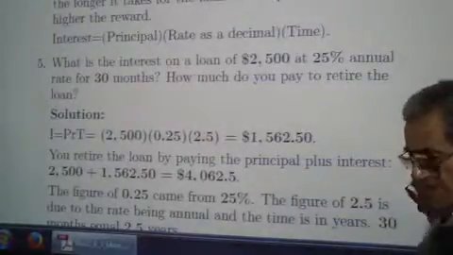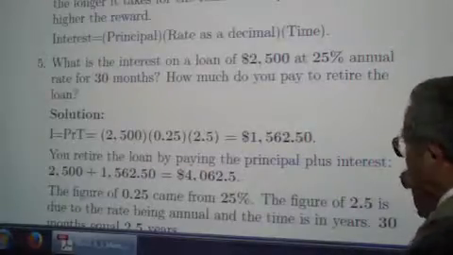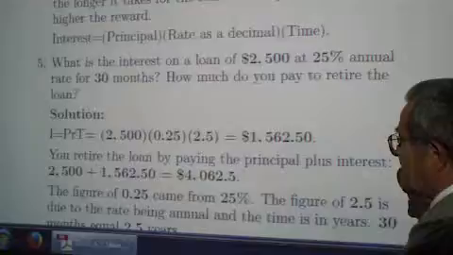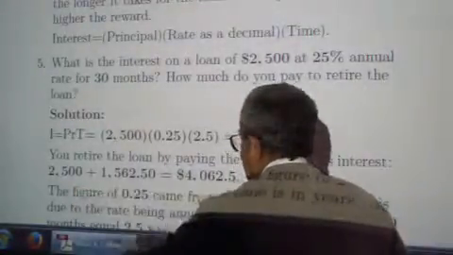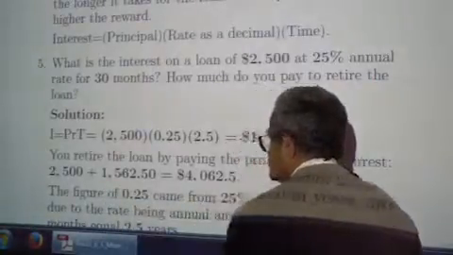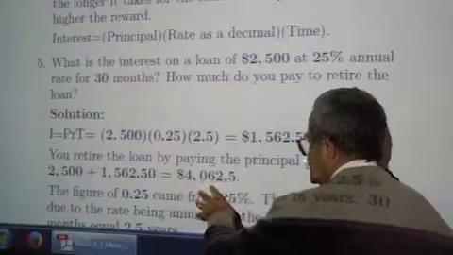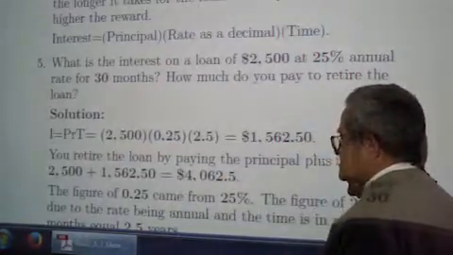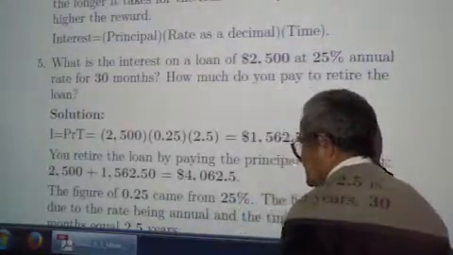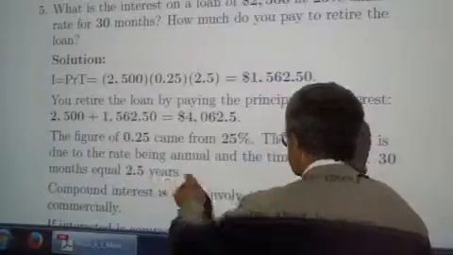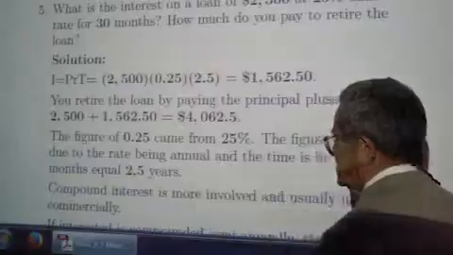You want to look at that for a few seconds? Then we are interested in retiring the loan. You need to pay the original money you borrowed, plus the reward, plus the interest. And I came out with $4,062.50. So the figure of 0.25 came from 25%. The 2.5 years came from the 30 months. That is simple interest.